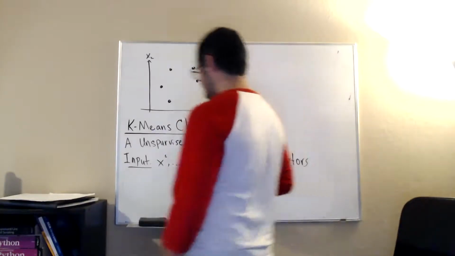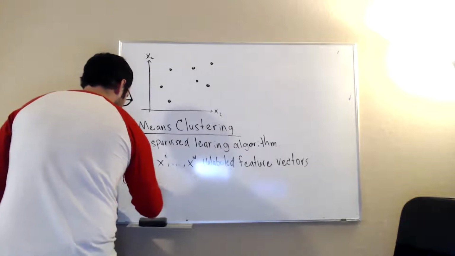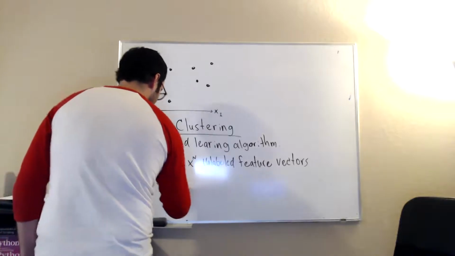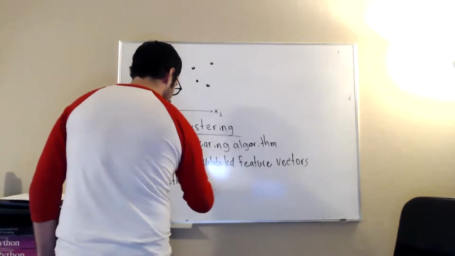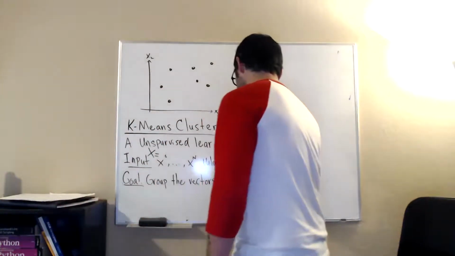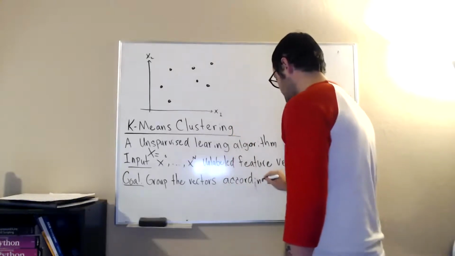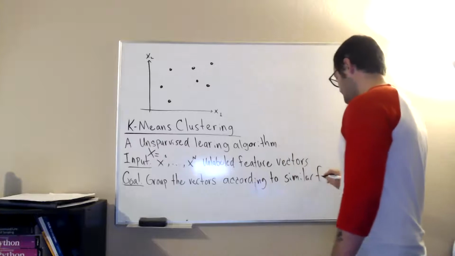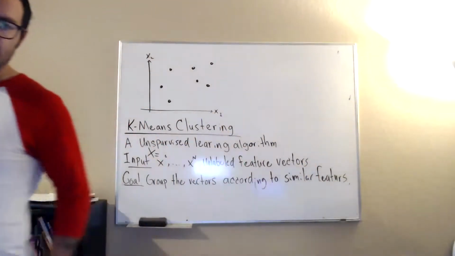Okay. And our goal is to group, so I'll call this data set X, group the vectors in X according to similar features. That's our goal in unsupervised learning.